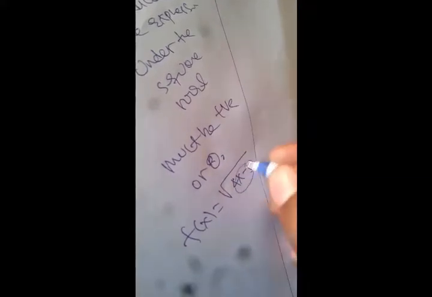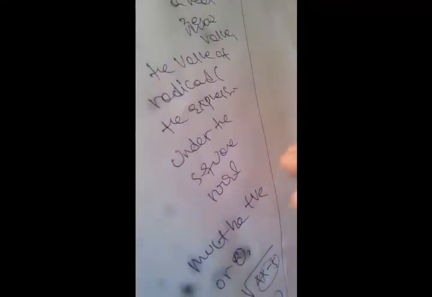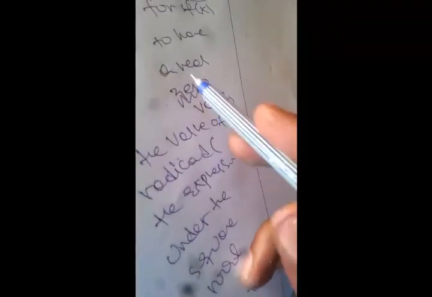So 4x - 5 must be greater than or equal to 0, because we want a real value. When we bring this to the right, 4x must be greater than or equal to 5, so x is greater than or equal to 5 over 4. This is what we call the domain.